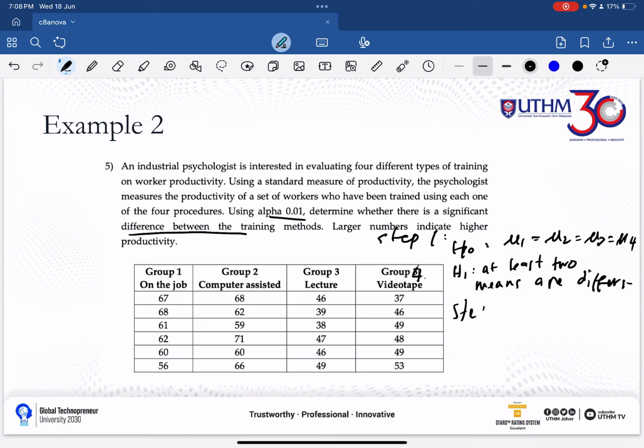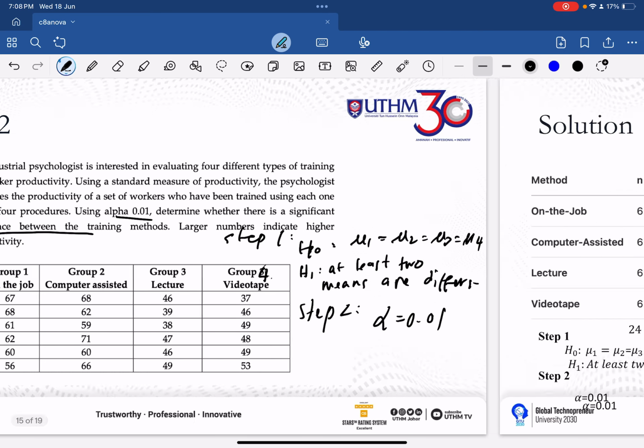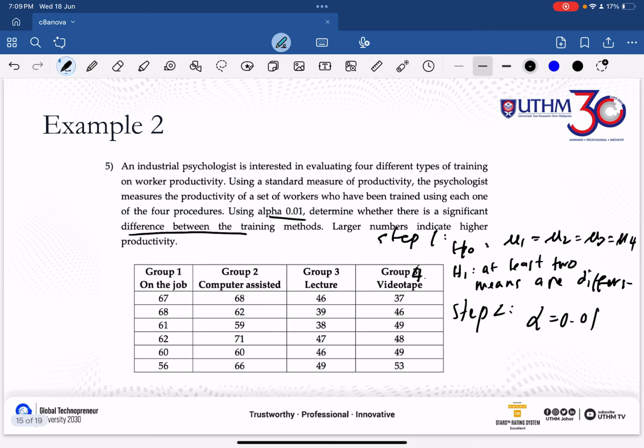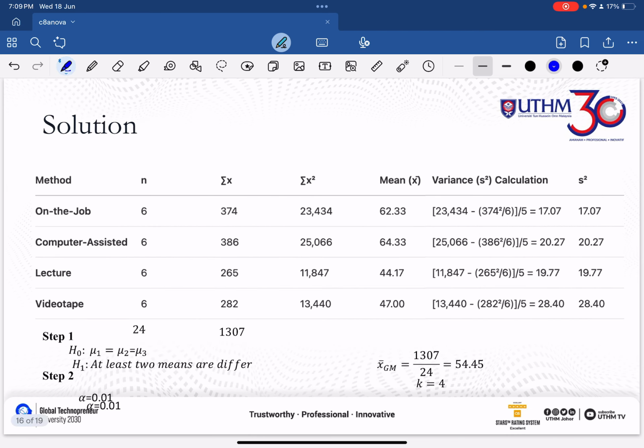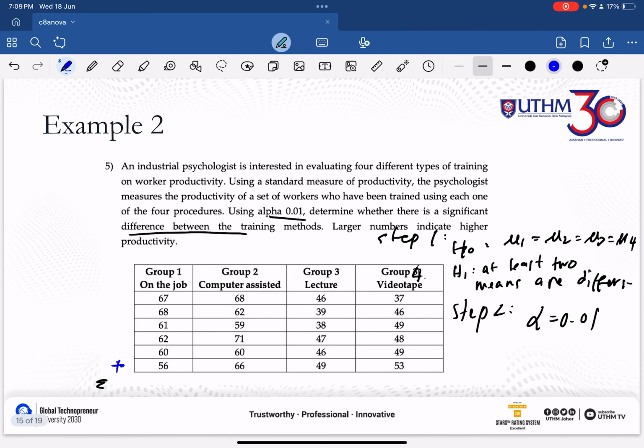Step 2, the alpha. Our alpha is 0.01. And then step 3, calculate the test statistic. Here again, you need to sum up. Let's do it here so you can see how I summarize it into another table. You need to sum up all of the values here, so you will get 374.